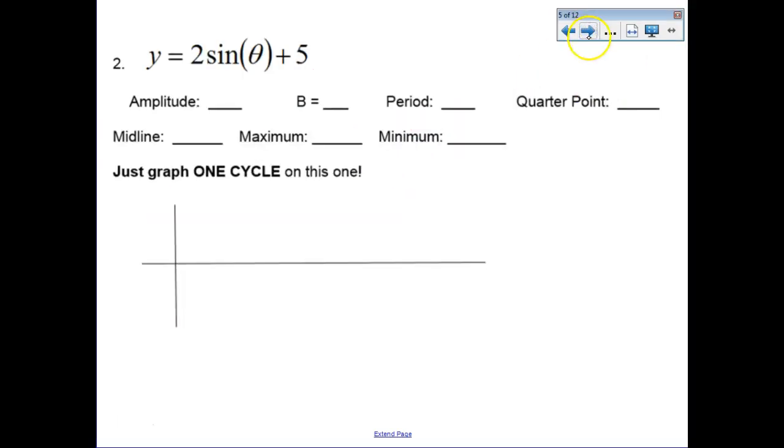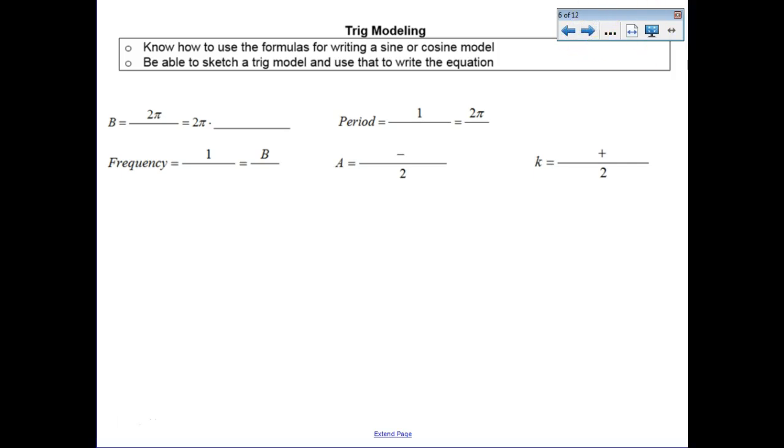Alright, I'm going to leave that one for you to try on your own, and again, we're just graphing 1 cycle of the ones that are vertically shifted. So, since you're watching the video on your own free time, I'm going to give you a little insight here. These formulas are given to you on the test. They're at the top of the section. So you don't have to do any memorizing of these formulas, but you totally have to memorize how to use them.